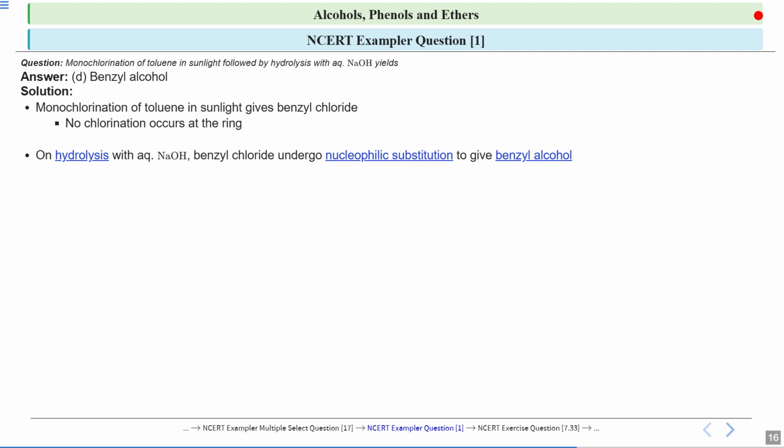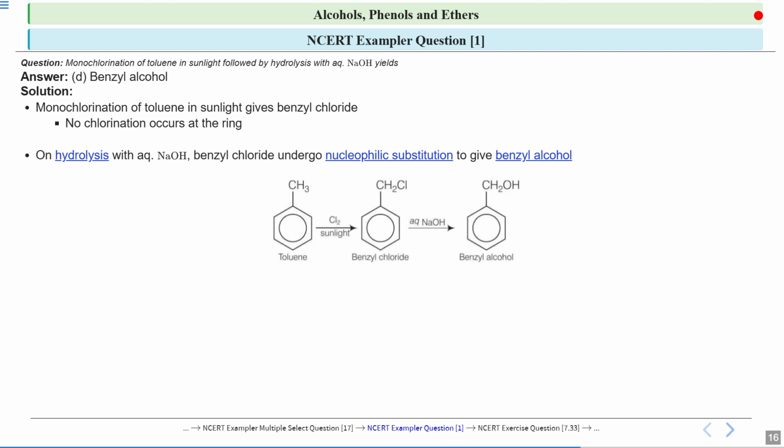And then on the next step, the hydrolysis will happen with aqueous NaOH. And then your benzyl chloride will undergo nucleophilic substitution and give you benzyl alcohol. So first you will get benzyl chloride and then you will get benzyl alcohol. Now look at this. This is the reaction pathway.